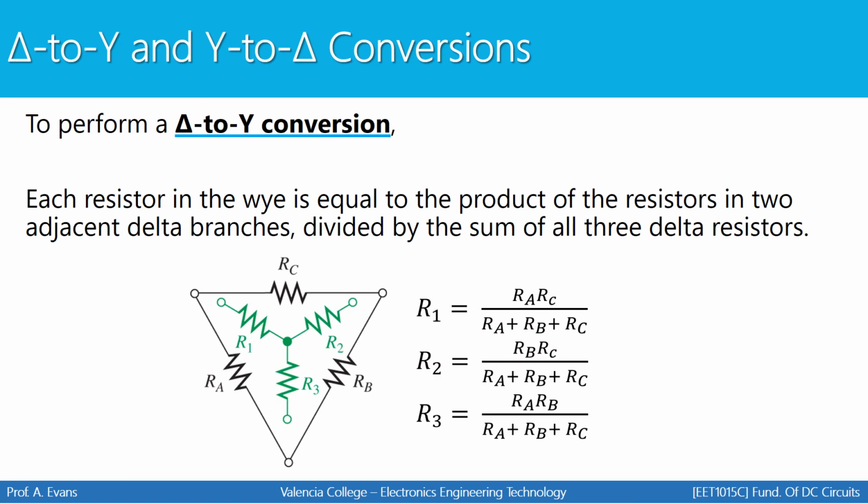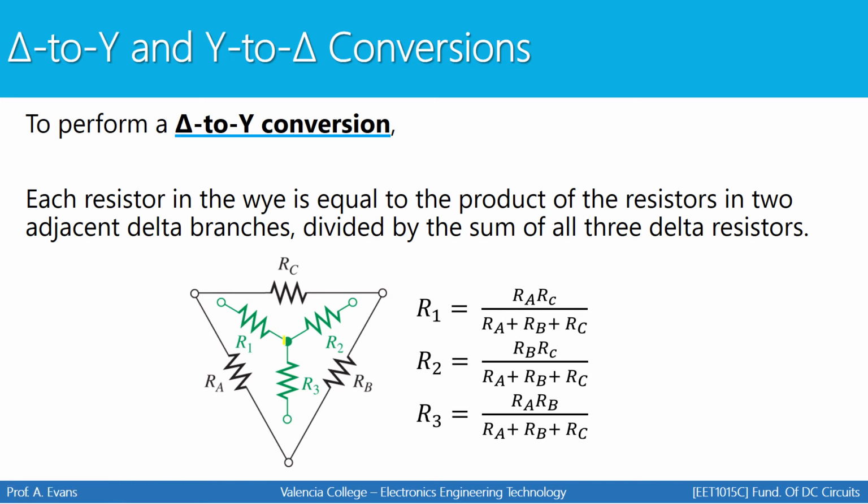So first, to perform a delta to Y conversion, each resistor in the Y is going to be equal to these equations you see on the screen. So let's say that you have a delta and you want to convert it to a Y, which is in green. In order to do that, you have to know the values of R1, R2, and R3. And here's how you're going to calculate those values. So R1 is just RA times RC divided by the sum of all three. R2 is RB times RC divided by the sum of all three. And then R3 is RA times RB divided by the sum of all three.